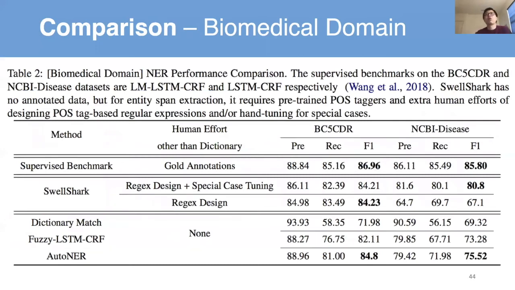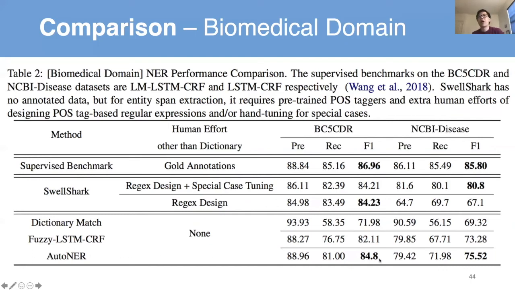Okay, so let's do some comparison of this NER model on the biomedical domain. We have conducted the comparison on the BC5CDR dataset and NCBI disease dataset. We listed the supervised benchmark using the gold annotation from the human experts as a reference here, which is kind of the upper bound or the goal we want to achieve. SwellShark is the baseline from Stanford we mentioned before. It requires certain human effort to design regular expressions or tune the special cases. Dictionary match is a way we generate our supervision from the core dictionary. Fuzzy LSTM-CRF is a method that we propose to address the unknown tokens as a baseline, and AutoNER is our method.